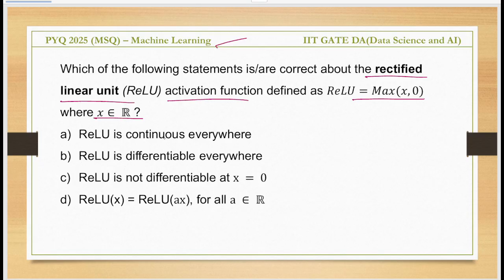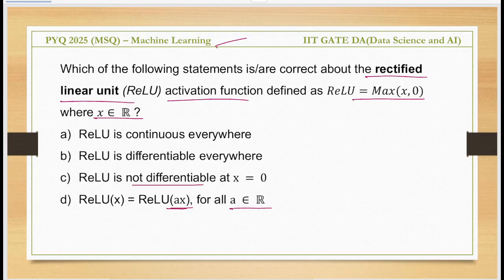ReLU is continuous everywhere. It is differentiable everywhere. It is not differentiable everywhere. And the last one: ReLU(x) equals ReLU(ax) for all a belonging to R.